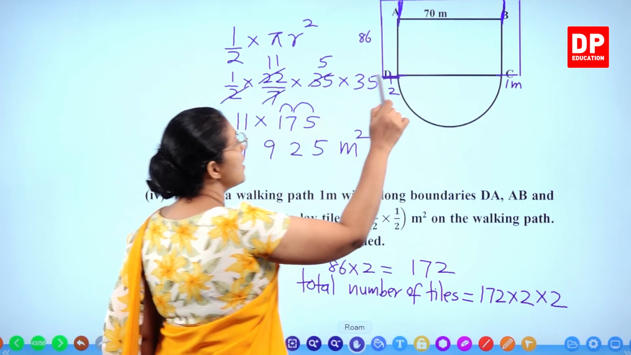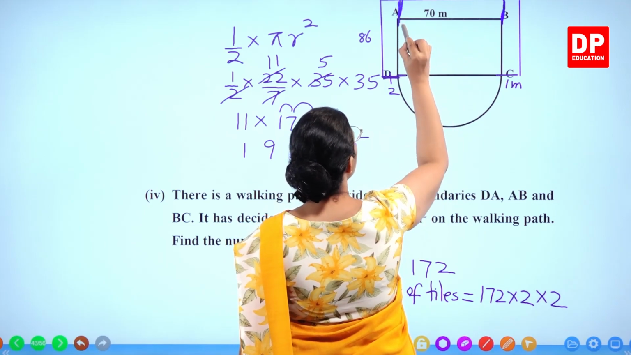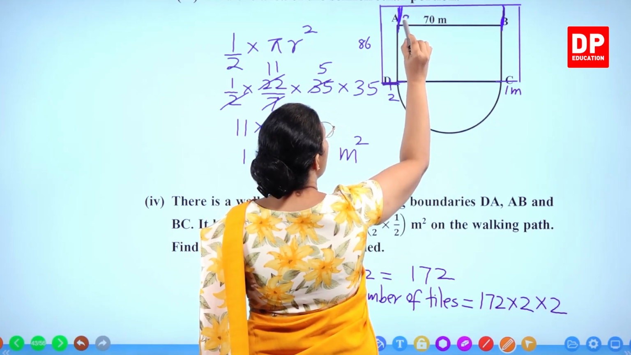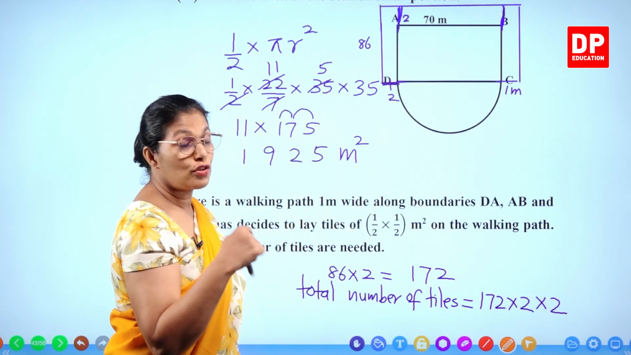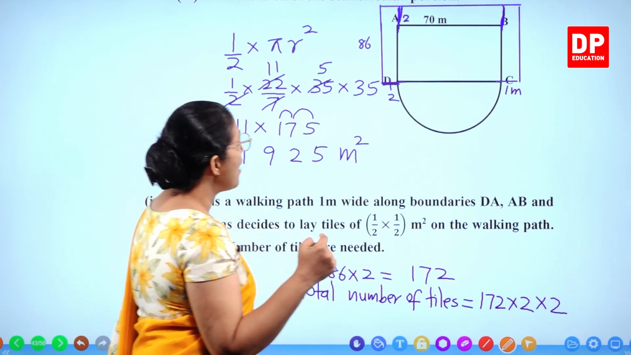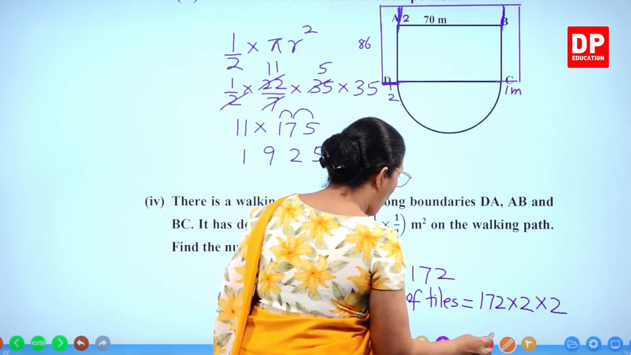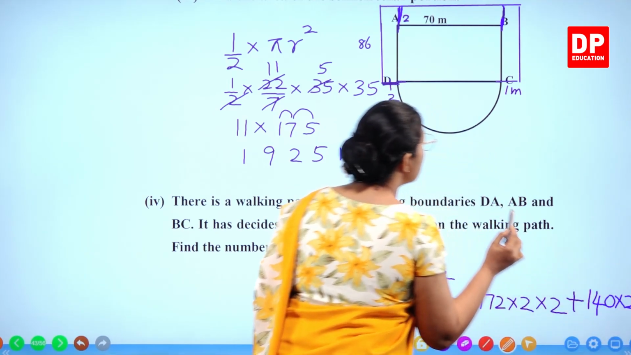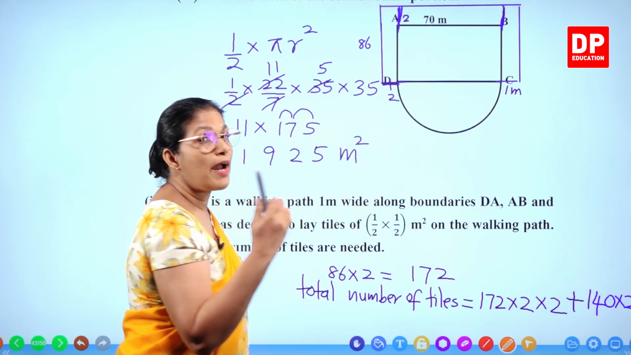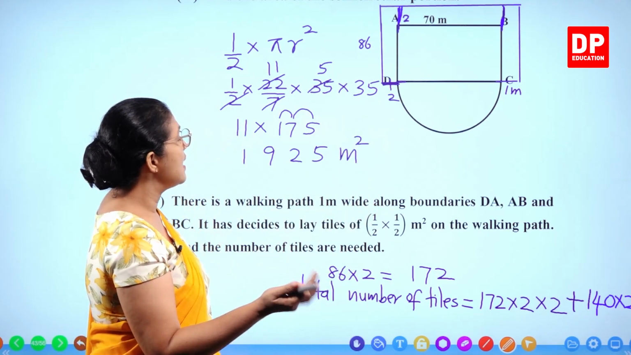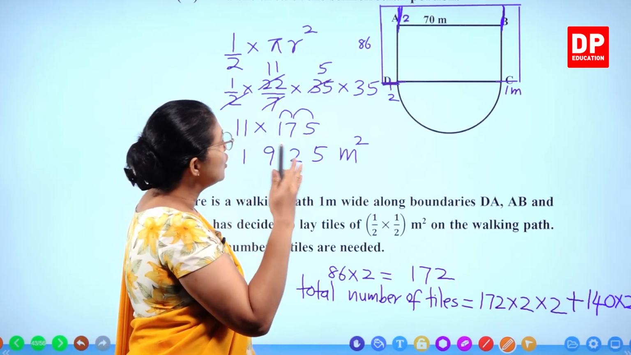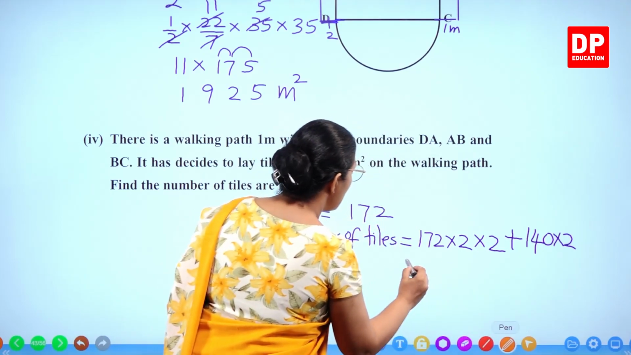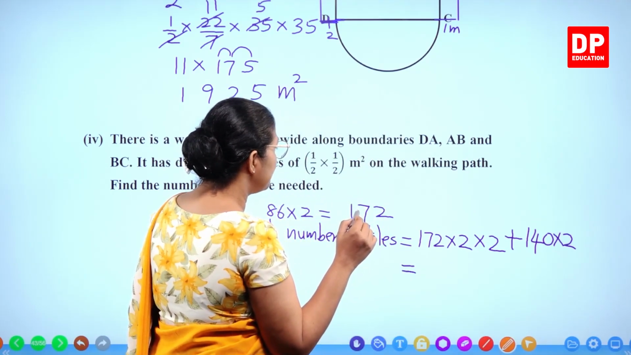What about the upper part? This is 70 and this is 1 meter. So the width is 2 tiles, and 70 divided by half, that means 70 times 2, so 140. 140 times 2 for the other part. Because 70 divided by half means you need 140 tiles, and for the width, 2 tiles. So 140 times 2. When you calculate this, you get the number of tiles needed.